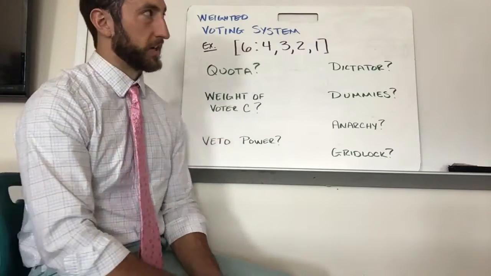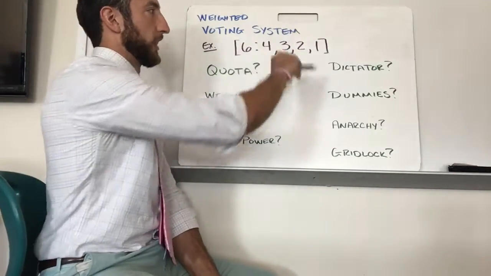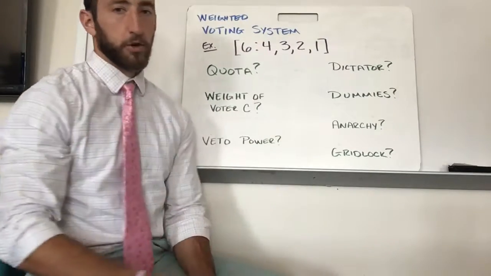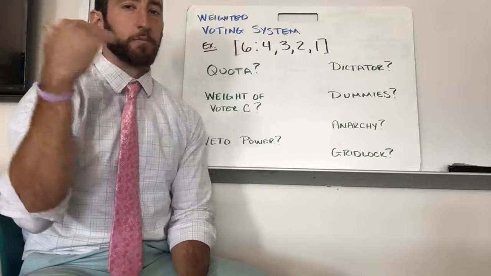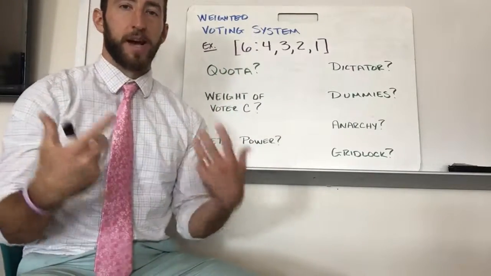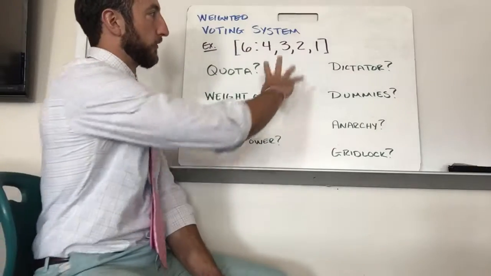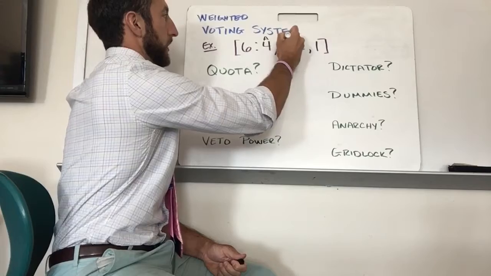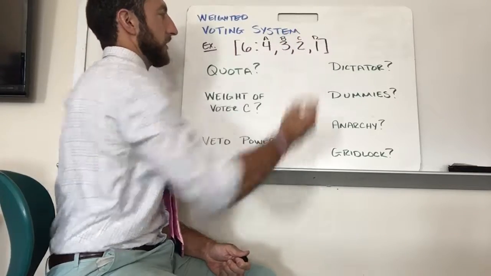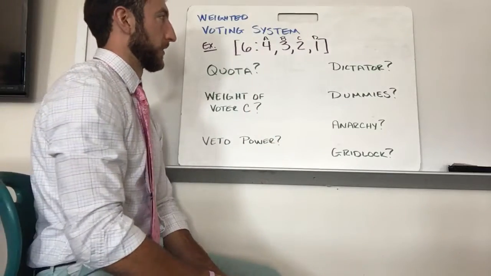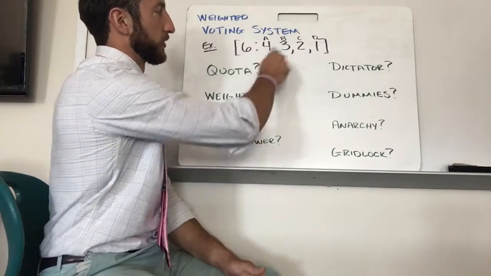The way this breaks down is the way all of your weighted voting systems are going to look. The first number is always going to be your quota. That's the number that we have to meet in order to pass a resolution for these 4 voters. We usually call them A, B, C, and D. You may see them as P sub 1, P sub 2, P sub 3, P sub 4, just so you can identify which one is which.